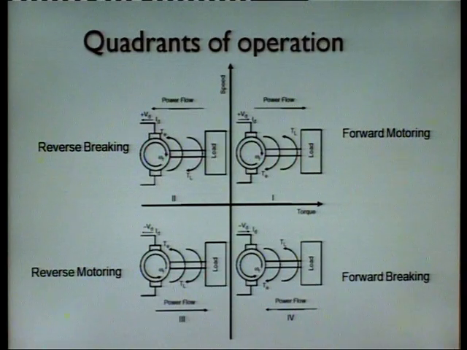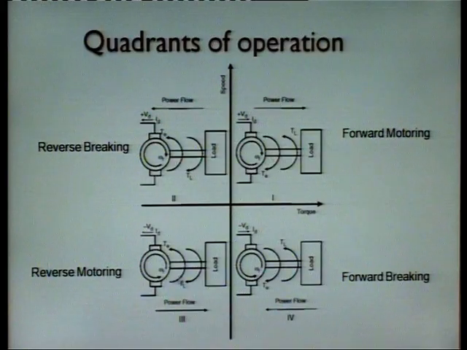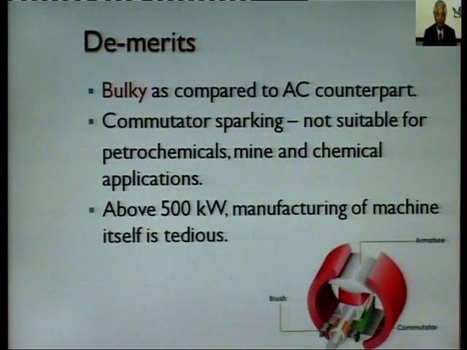Quadrant operations. If you see the quadrant operations, you can have all quadrant operations. The first quadrant has forward motoring, the second quadrant has reverse braking, the third quadrant, this one, has reverse motoring, and the fourth quadrant has forward braking. That means all 4 quadrant operation control is possible.